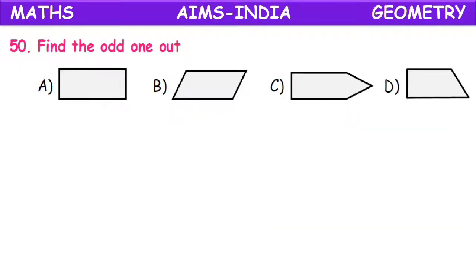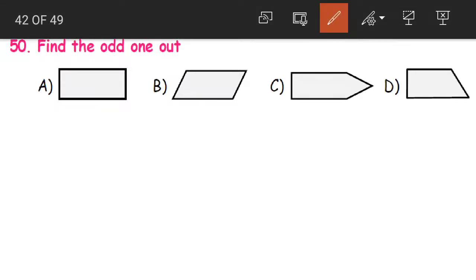Question 50. Find the odd one out. What is the meaning of odd one out, children? That means from the given group of figures or numbers or words, only one is different from the others. If you look at A, B, C and D, A has 4 sides, B has 4 sides, D also has 4 sides. But when you look at option C, 1, 2, 3, 4, 5, it has 5 sides.